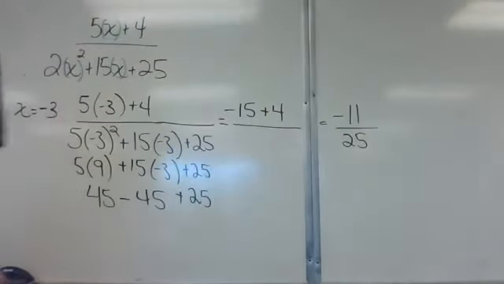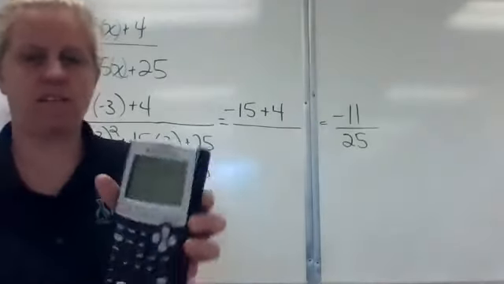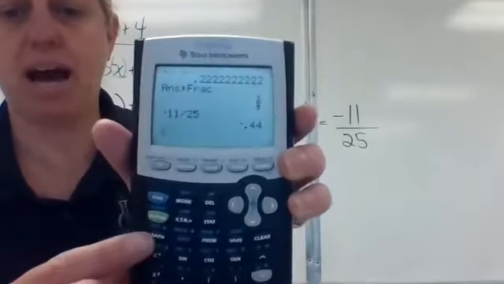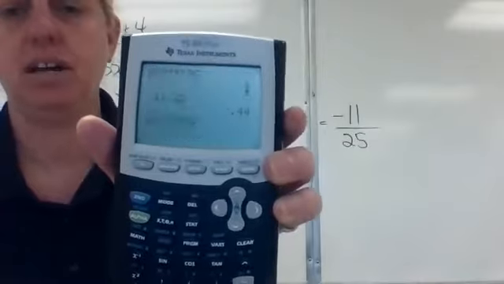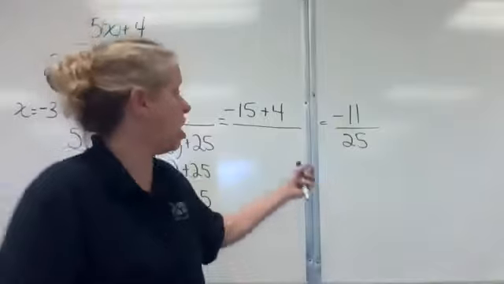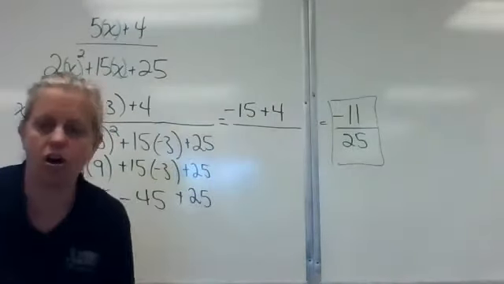And again, if you are not for sure, type that in your calculator. Let's see, -11 divided by 25. There's my weird decimal, math, enter that. And it still tells you negative 11 over 25, which all that means is that is the simplest form of that. It doesn't reduce at all.